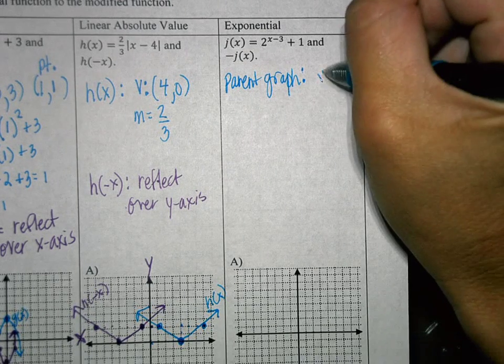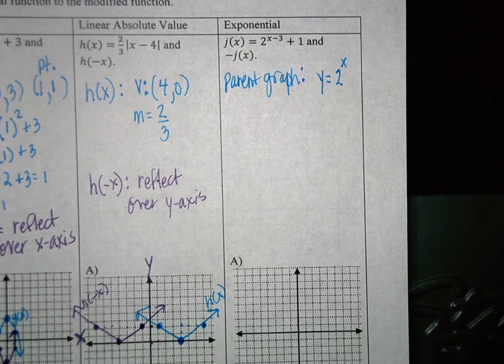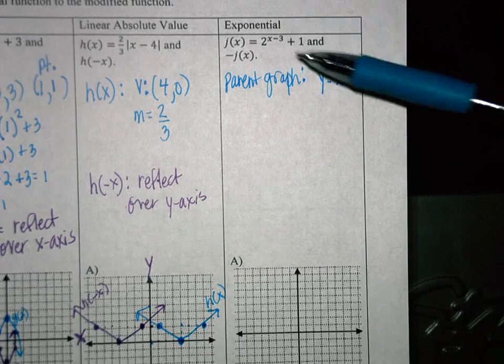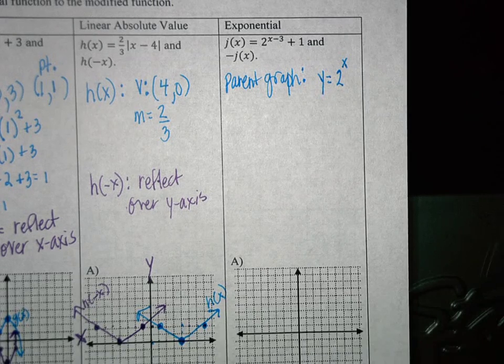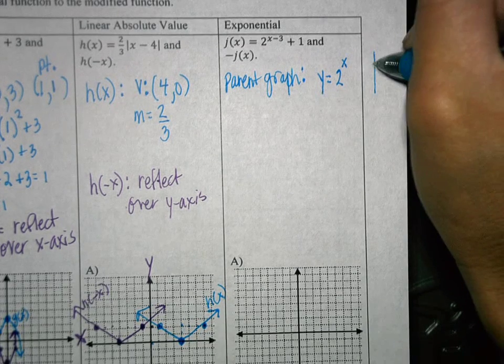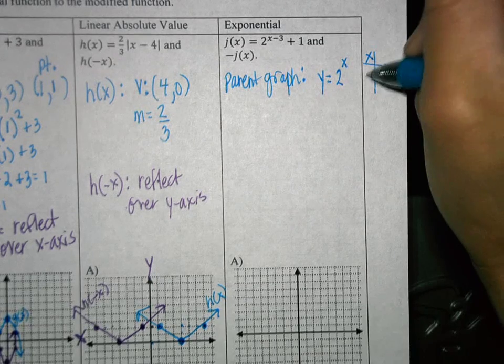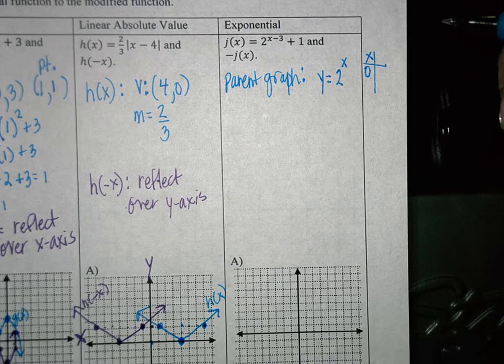Y equals 2 to the x power. So all you're doing is taking the base and putting x in the exponent. That would be your parent graph. That would be your starting point. And so if we plug in values for my parent graph, I'm going to make a little t-chart to the side. The two values we always choose are 0 for x and 1 for x.